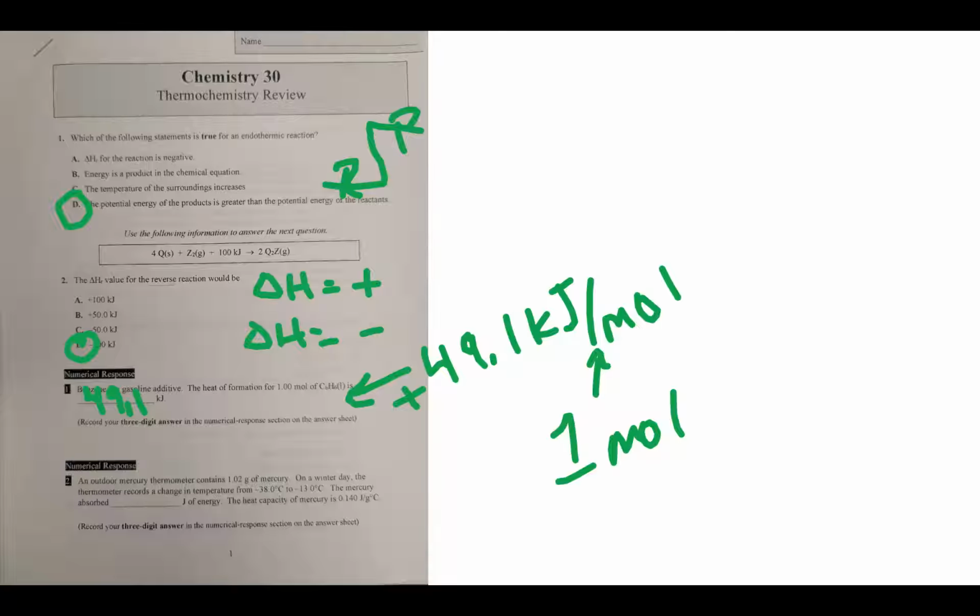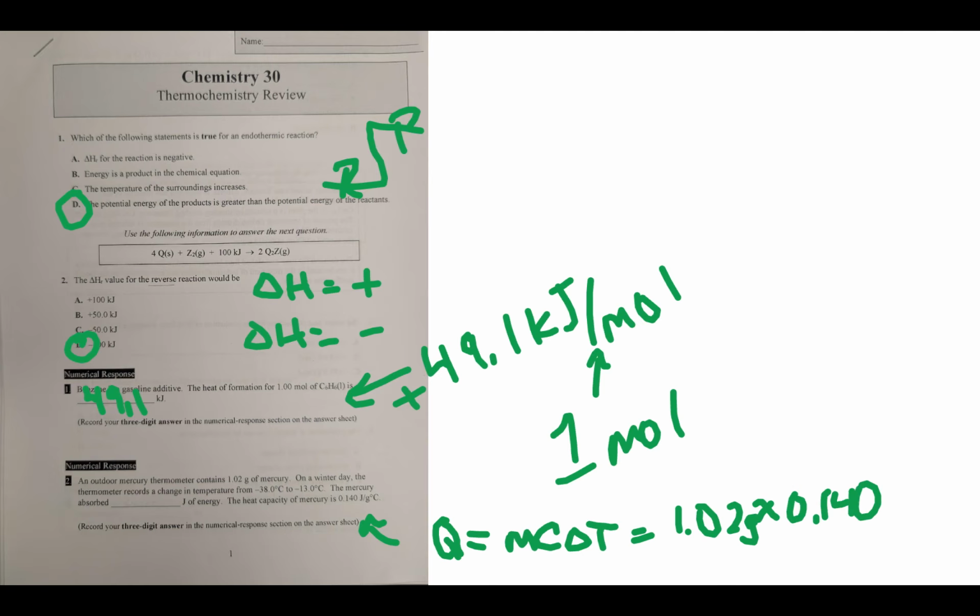For number 2, we have a mercury thermometer, which tells you how much mercury you have. We have the temperature change and the specific heat capacity. Because this is just heating and cooling a substance, that substance is mercury. This is just an mc delta T question. So we would have that 1.02 grams multiplied by that specific heat capacity given, in joules per gram degree Celsius, and then multiply that by that temperature change. So we'll have final minus initial, so -13 minus -38. So we plug that into our calculator, and you'll see that the value you get here is 3.57.